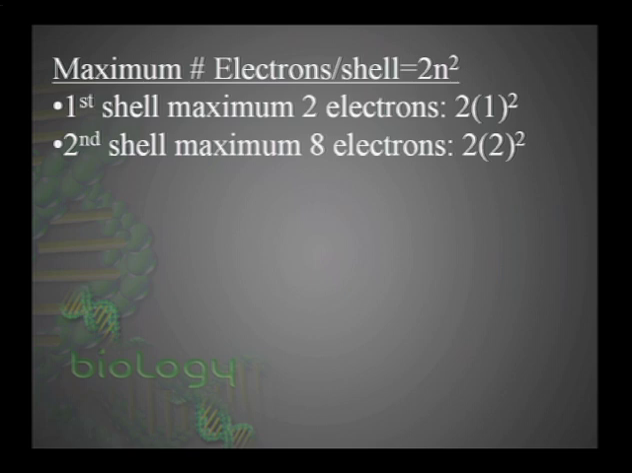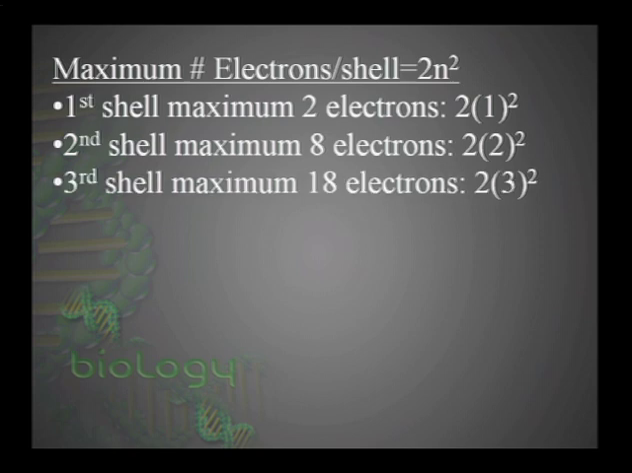The second shell, again, if we plug the number 2 into our formula, we find out that the second shell will hold a maximum of 8 electrons. So if an atom has more than 10 electrons, they have to go into another orbital or shell further away from the nucleus. The third shell, again, if we substitute 3 in our formula, tells us that the third shell will hold a maximum of 18 electrons.